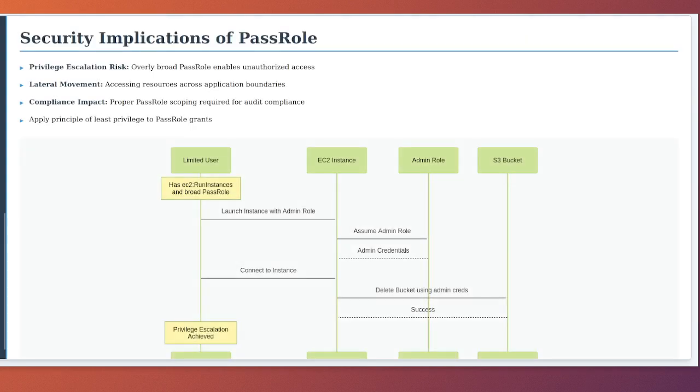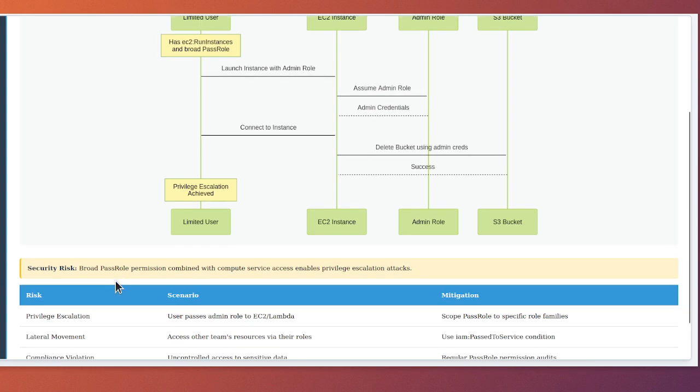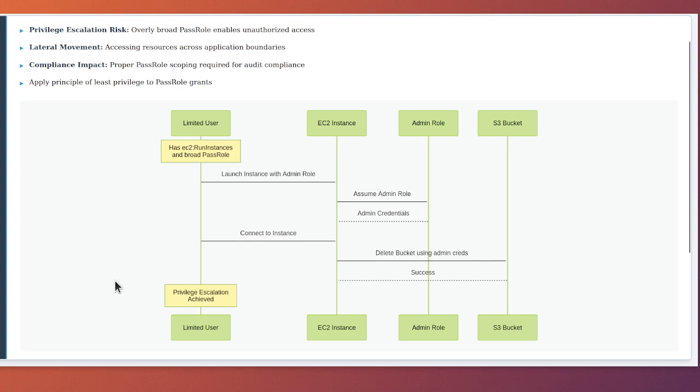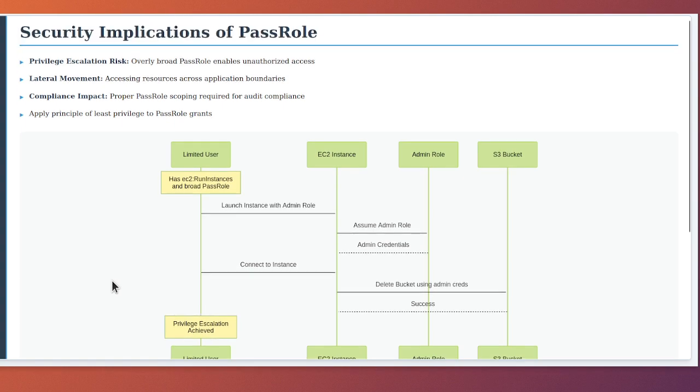Security implications of PassRole. Understanding the security implications of PassRole is critical for maintaining a secure AWS environment. PassRole is one of those permissions that seems simple on the surface but has profound security consequences when misconfigured. Let's examine the specific security risks associated with PassRole and how to mitigate them through proper policy design and governance. The primary security concern with PassRole is privilege escalation.